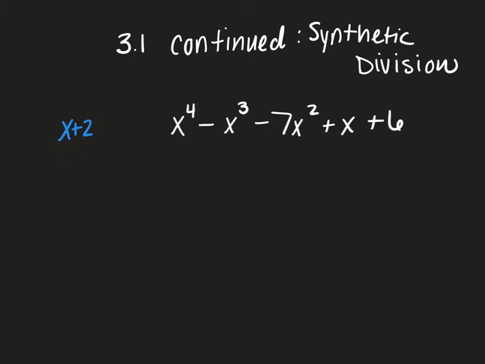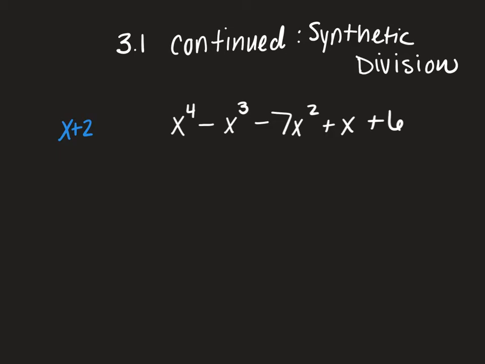Now, we could use our old polynomial long division method that I know you all love so much. Actually, I know you don't love it. But when we've got a binomial, so this has two terms, and it's linear, so there's no exponents here, we can use a method called synthetic division to divide it out a lot more easily.